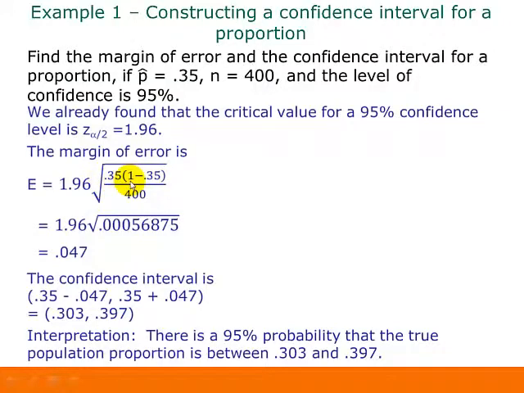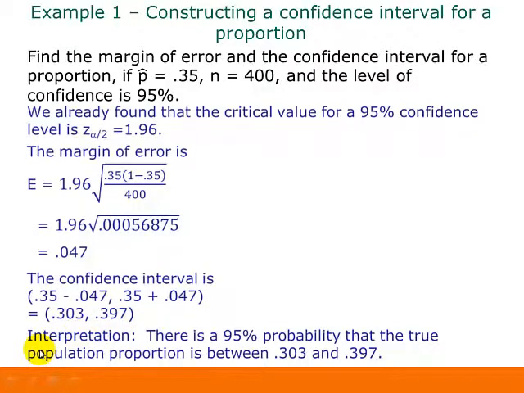So our margin of error is going to be E equals 1.96 times the square root of 0.35 times 1 minus 0.35 divided by 400. Here we're just putting in the p hat and the n into our formula. So if we calculate that out, that turns out to be 0.047. So for our confidence interval, we're going to take our p hat, which was 0.35, minus 0.047 to get our lower limit. To get our upper limit, we take 0.35 plus 0.047. So our confidence interval goes from 0.303 to 0.397.